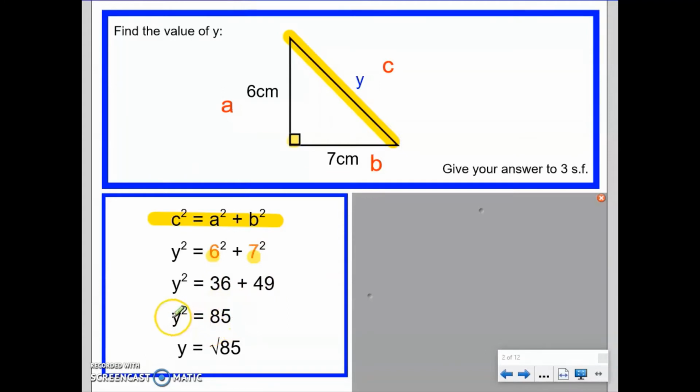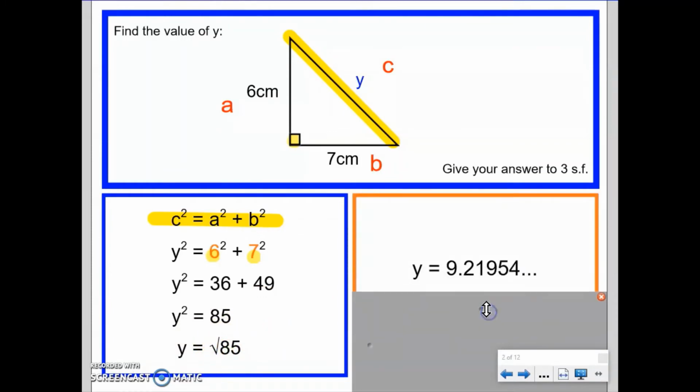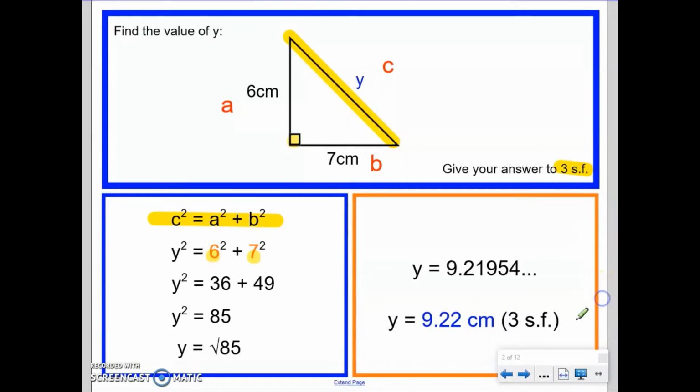But that currently gives me y squared. So that currently gives me this length squared. And I don't want this length squared. I just want the length. So therefore I need to square root my 85. Once I put that into my calculator, the calculator will give me this answer. And I was asked to round to 3 SF, 3 significant figures. So I've rounded my answer to 9.22 centimeters. So what this answer is telling me is that the distance from here to here, the length of the hypotenuse, is 9.22 centimeters. Let's have a look at another example.